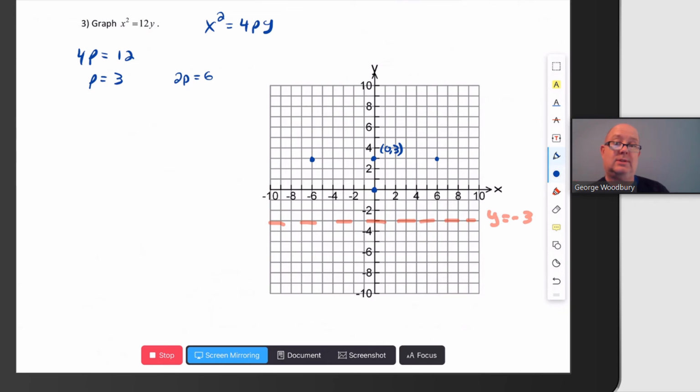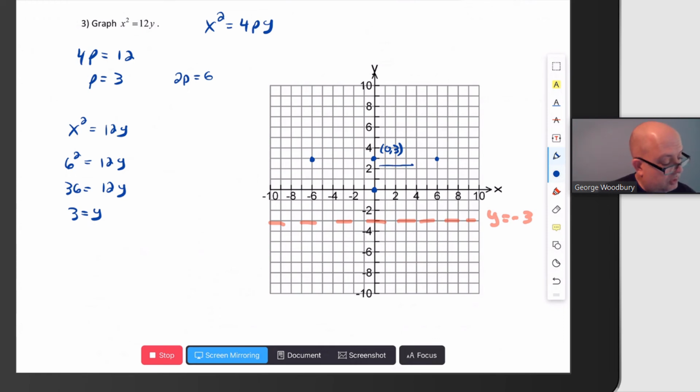Now, to make sure that this is actually correct, what if we plugged in 6 for x? The equation was x squared equals 12y, 6 squared equals 12y, 36 equals 12y, divide by 12, y equals 3, which is right where I have it. So if I move 2p to the right and 2p to the left, I get a couple of points on this parabola for free. This one's going to look like this.